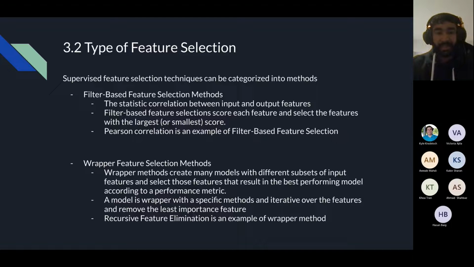Moving on to wrapper feature selection. A wrapper works by creating multiple models with different subsets of input features, and selects the model with the best performance, which is determined by a performance metric. Typically, that's accuracy, but there could be others. An example of a wrapper feature selection would be recursive feature elimination.